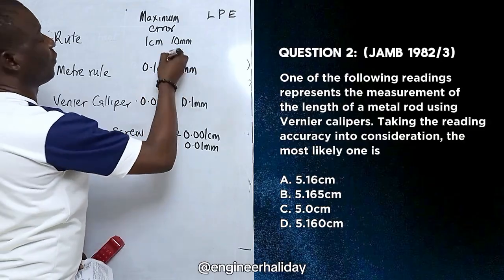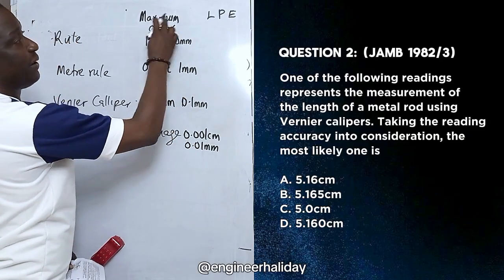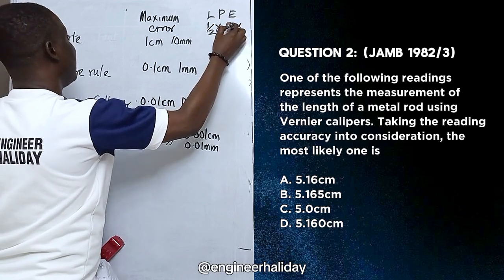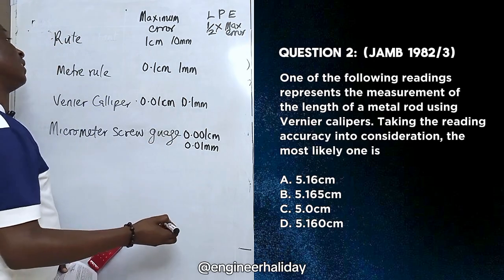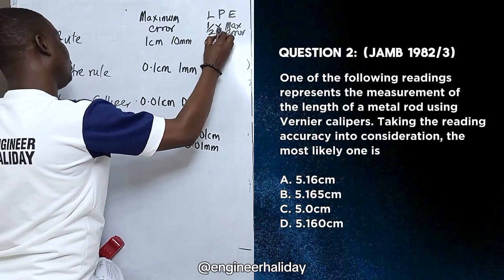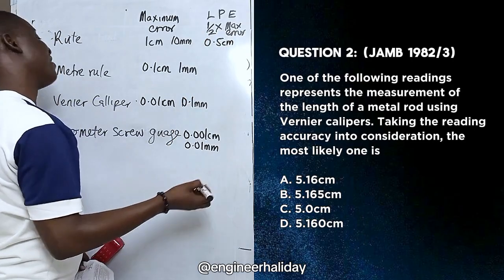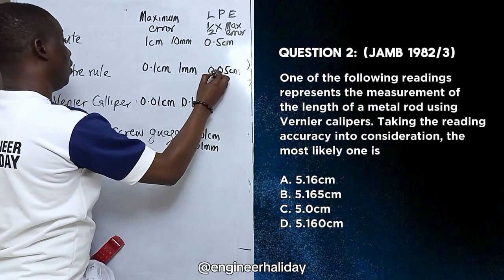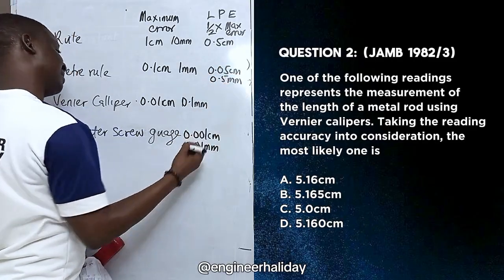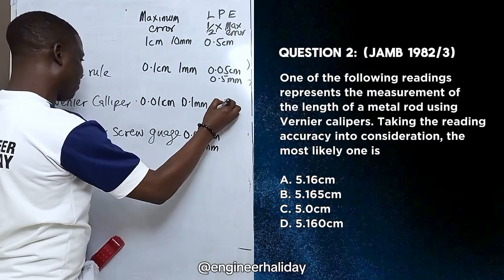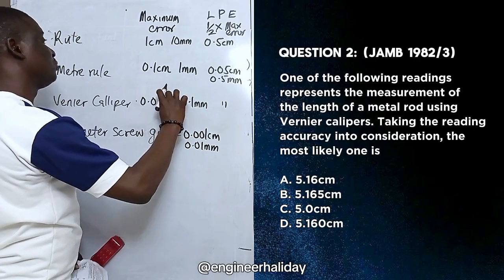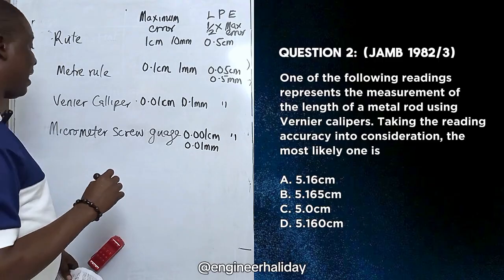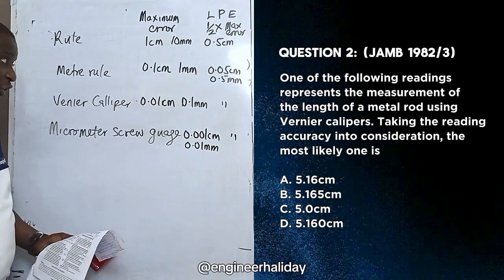Now, the least possible error for this is just maximum error divided by 2. So 1/2 times maximum error will give us the least possible error, which is equal to 0.5 centimeter or 5 millimeter. This is 0.05 centimeter or 0.5 millimeter, as the case may be. This one is the same. The least possible error and the maximum error are the same for vernier caliper and micrometer screw gauge.